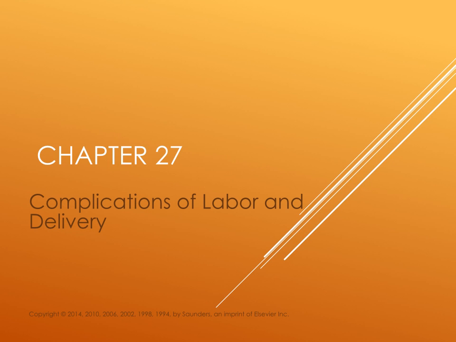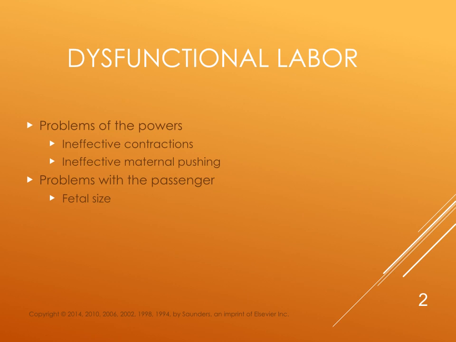Chapter 27, Complications of Labor and Delivery. In labor and delivery, we talk about the 4 Ps: the powers, the passenger, the passageway, and the psyche. We talk about the influence of those 4 Ps on labor and delivery, and you'll hear me use that terminology of the 4 Ps throughout this presentation.